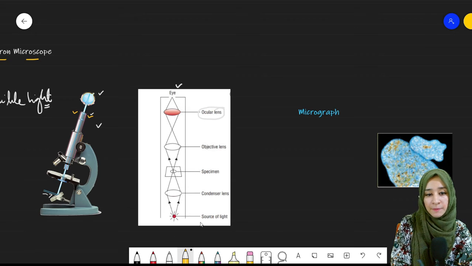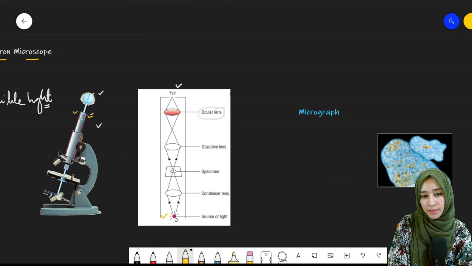We will discuss it. Now, we will move from this source of light. This is the source of light. The visible light is coming through this mirror. This source of light is passing through this condenser. Now, this condenser lens is present between the mirror and the specimen. Yeah? This condenser lens is present between the light source and the specimen.